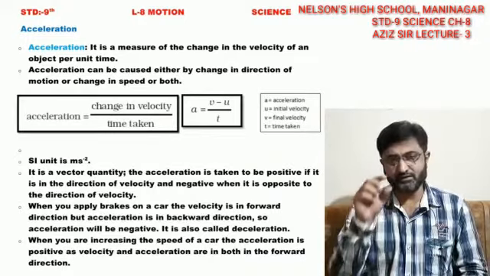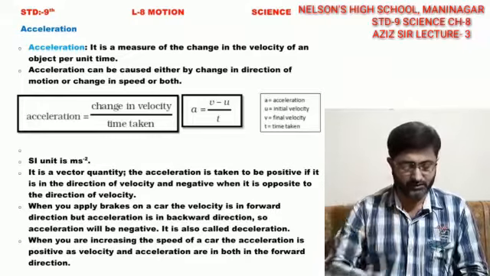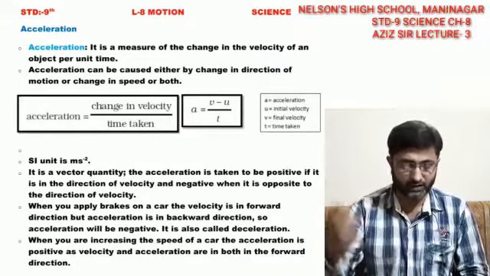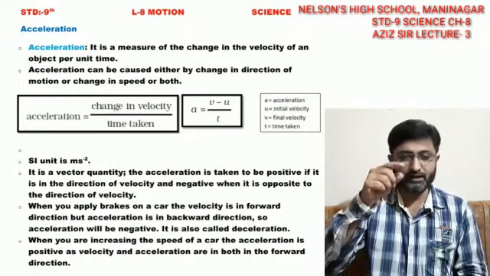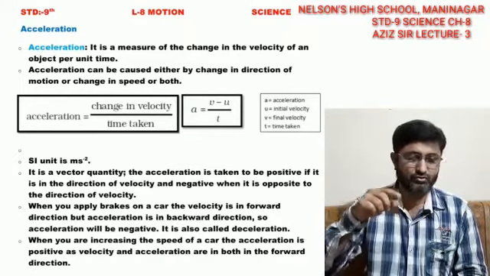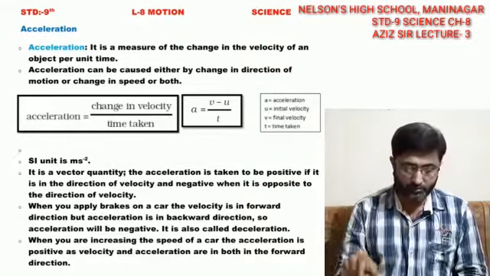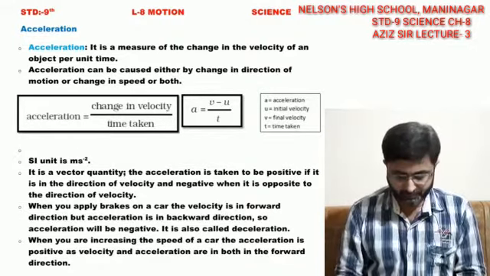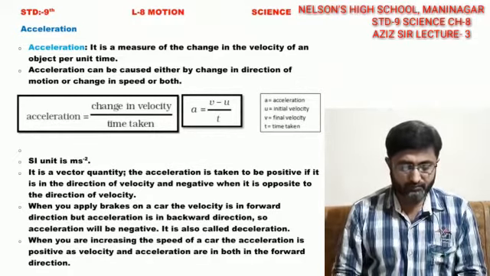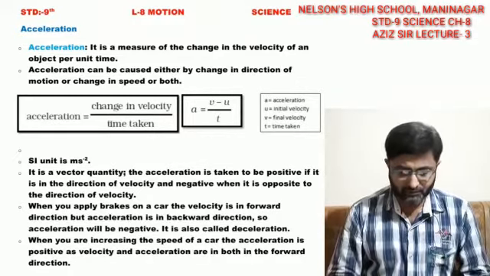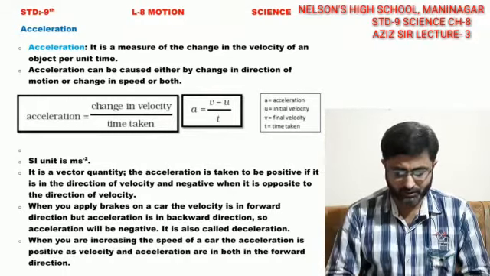According to the formula, acceleration is equal to the change in velocity with respect to the time taken. The formula is a equals final velocity v minus initial velocity u upon time taken t. Its unit is meter per second square. It is a vector quantity, as we have mentioned before, because direction is very important along with magnitude.